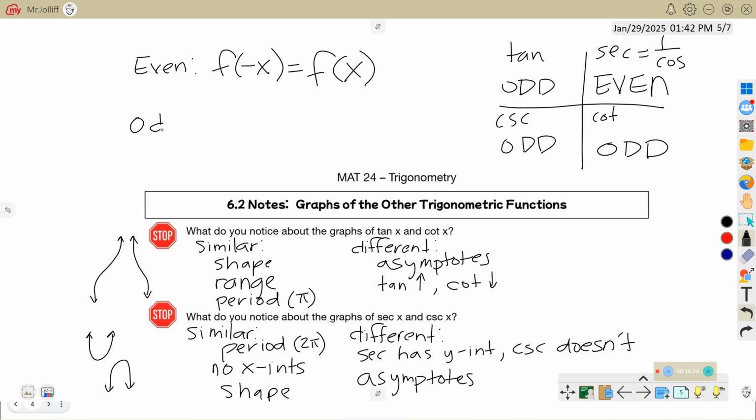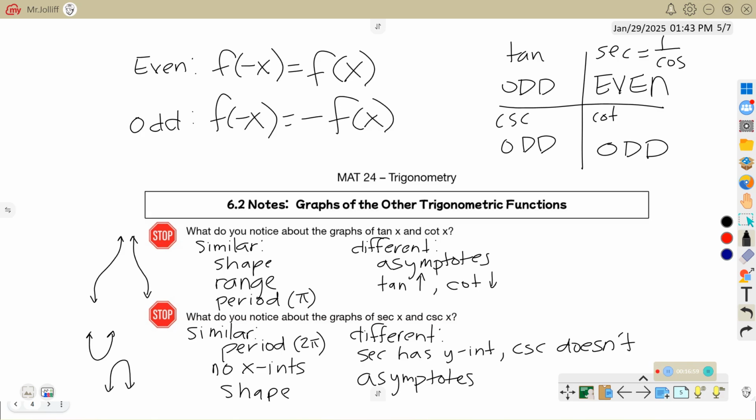For odd guys, we flip about the origin. So a positive x produces a positive y. A negative x produces a negative y. We flip twice, once about the x or the y and then about the x. So this guy, if I put in a negative x, I'm going to get out the same value for y, but negative. The negative sign comes out in front.